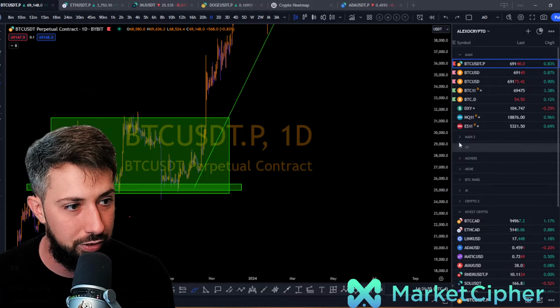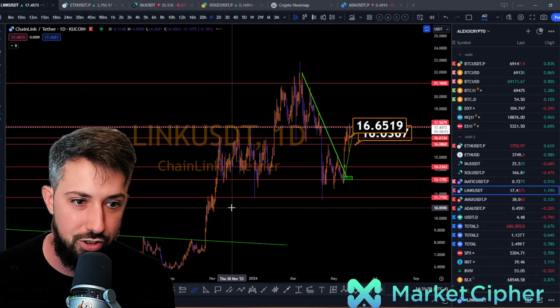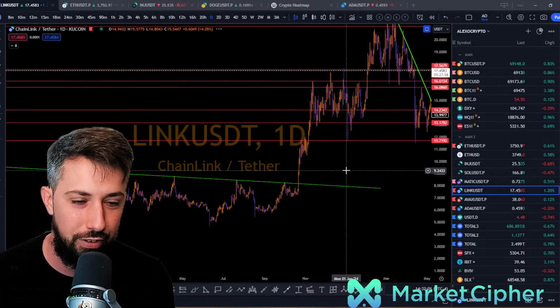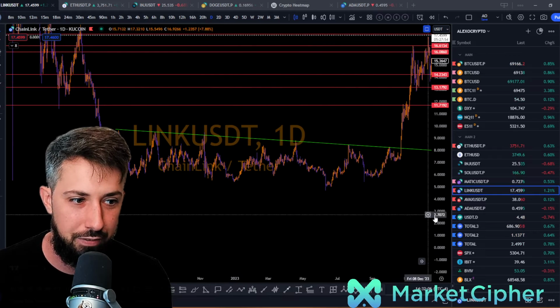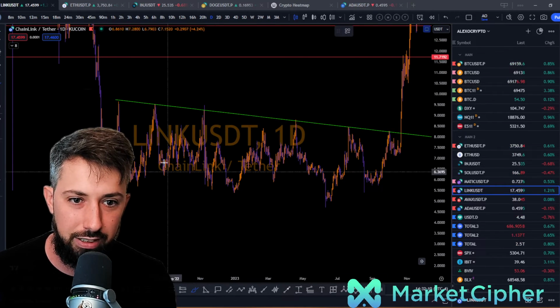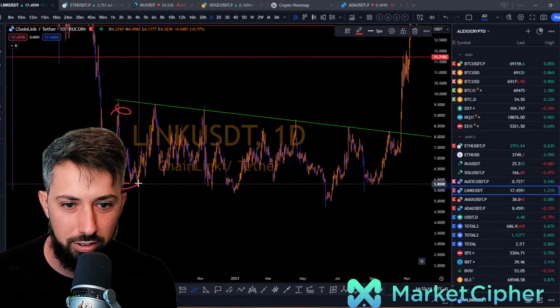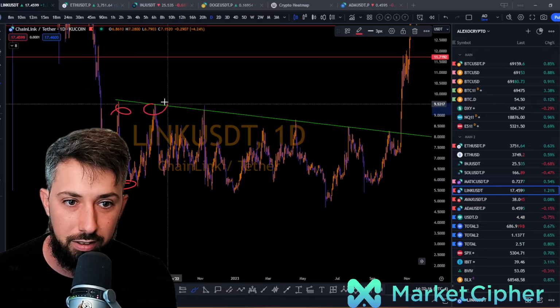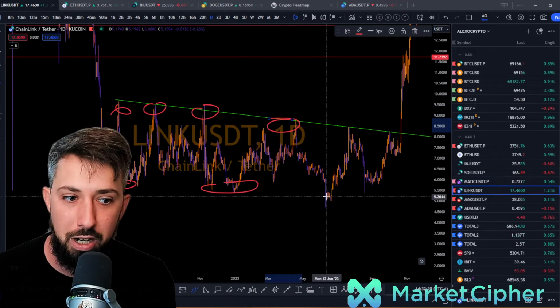If we go over to Link, it is a ranger, okay? Ranger, like Ford Ranger. So you can see here, Link during the whole bear market, if you just sold at $8, all the way through here, and you bought around $6, you would be making tons and tons of money throughout the bear market.